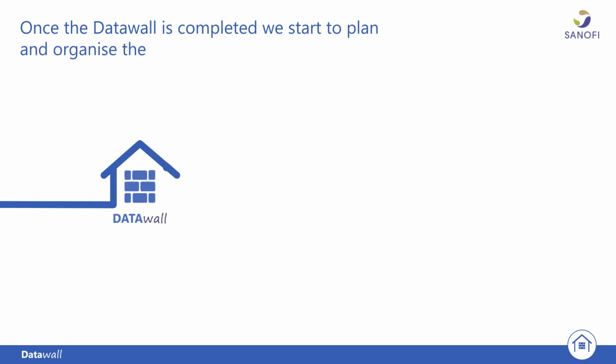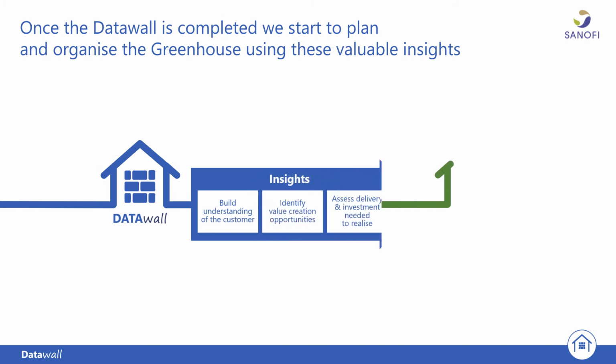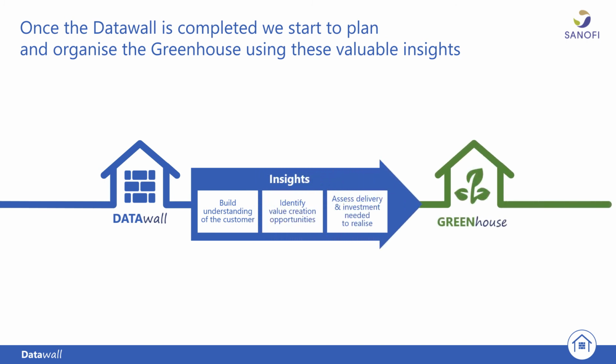Once we've completed the data wall and blueprint, we start to plan and organize the greenhouse. These valuable insights are used to brief the team and as a working tool throughout the greenhouse meeting. The data wall will also help the team build their understanding of the customer and enable them to identify the relevant value creation opportunities.